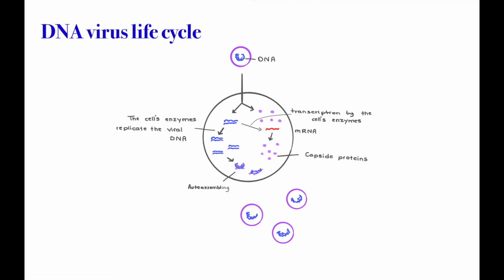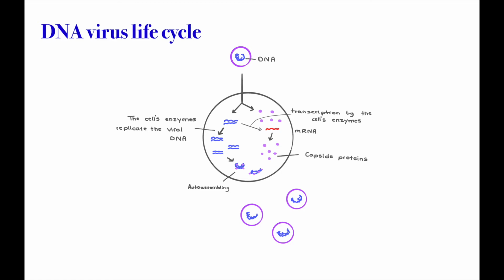The type of life cycle that a virus is going to have is 100% dependent on what kind of genome it has. Here we're starting with a virus that has a DNA genome. Here we can see it's double-stranded DNA, so we are going to call this a DNA virus life cycle. Here's a little virus that I drew in purple with its blue double-stranded DNA inside. It's going to attack the host cell, which is this big circle in the middle, and it's going to inject its DNA.